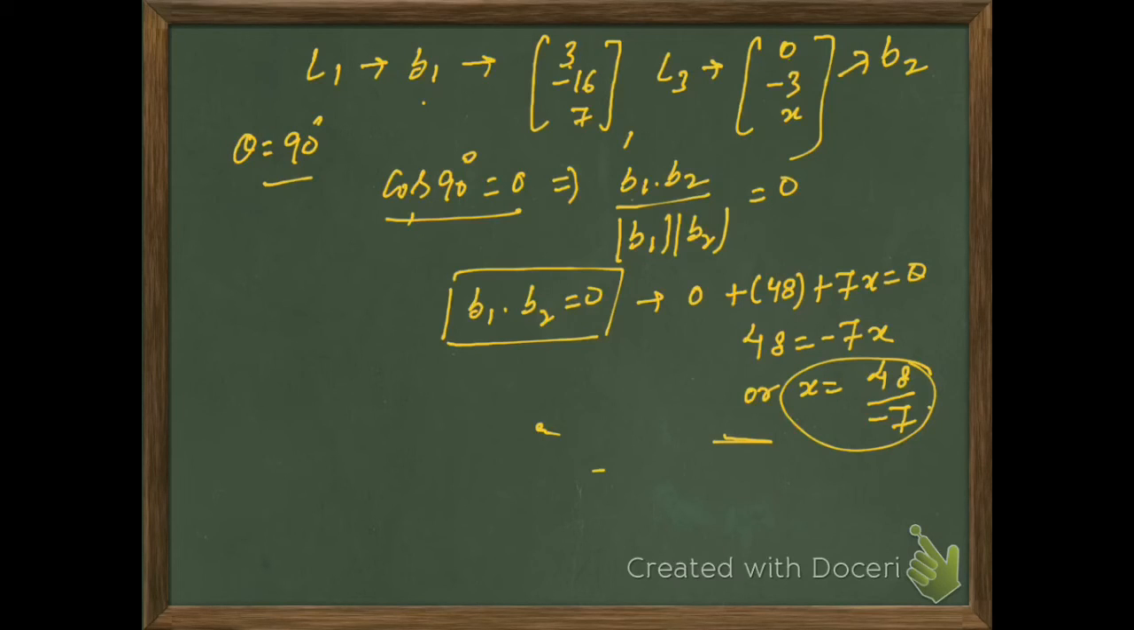So b1 dot b2 is 0. The dot product, as usual, you can figure out: 3 times 0 is 0, negative 16 into negative 3 is positive 48, 7 times x is 7x, equals 0. Here we can calculate x easily, and x equals 48 over negative 7.